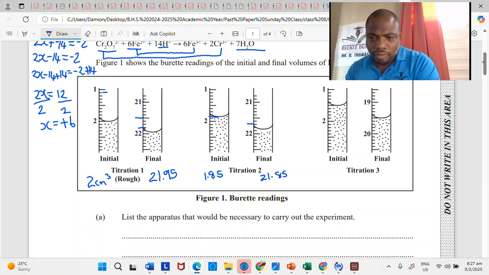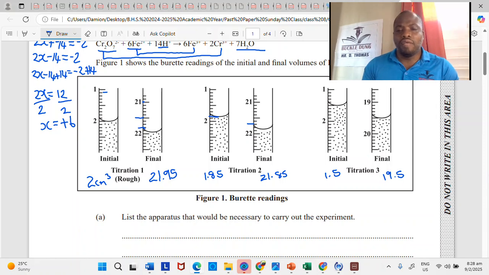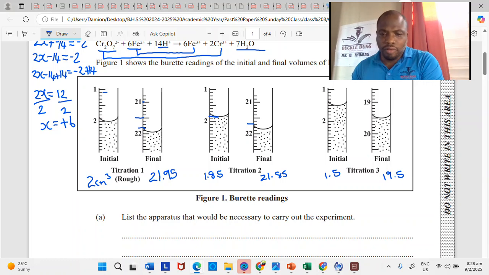What is it now? 1.5, definitely, because it's straightforward. The meniscus is right on it, right on the point 5. What do I want here? 19.5. All right. So if you can do that, you would have been able to have your results and you can work with it.